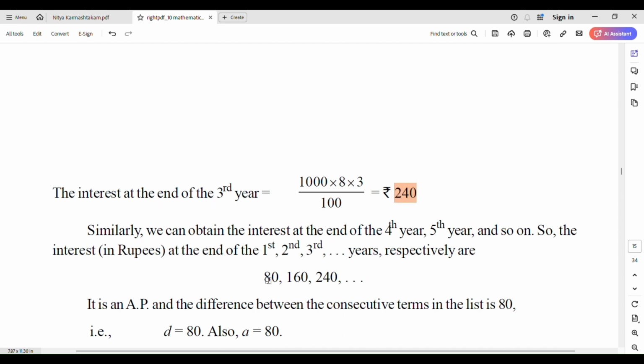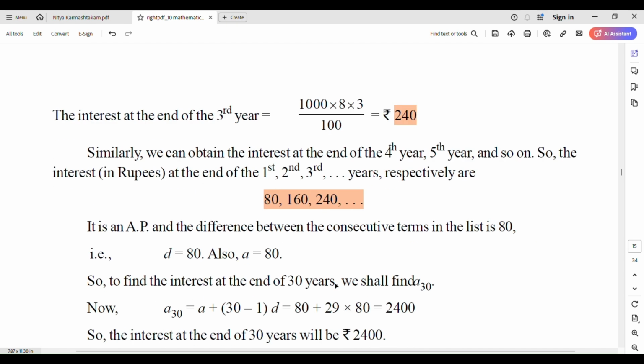Now let's form a series like this: 80, 160, 240. Will these numbers be in arithmetic progression or not? Let's check. The common difference of each one is basically 80. 160 minus 80 is 80. 240 minus 160 is 80. So the common difference is 80. So it forms an arithmetic progression and A equal to 80.